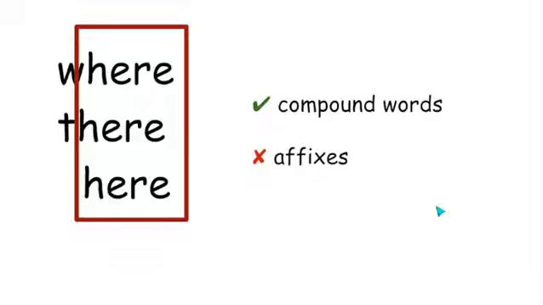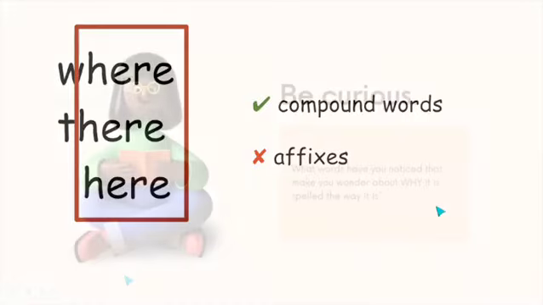The word thereby or therefore is an example of a compound word. All of these words can be used to build compound words. None of these words can have affixes attached to them to make new words. So we can't add a prefix or a suffix to these words. They are a solitary base.